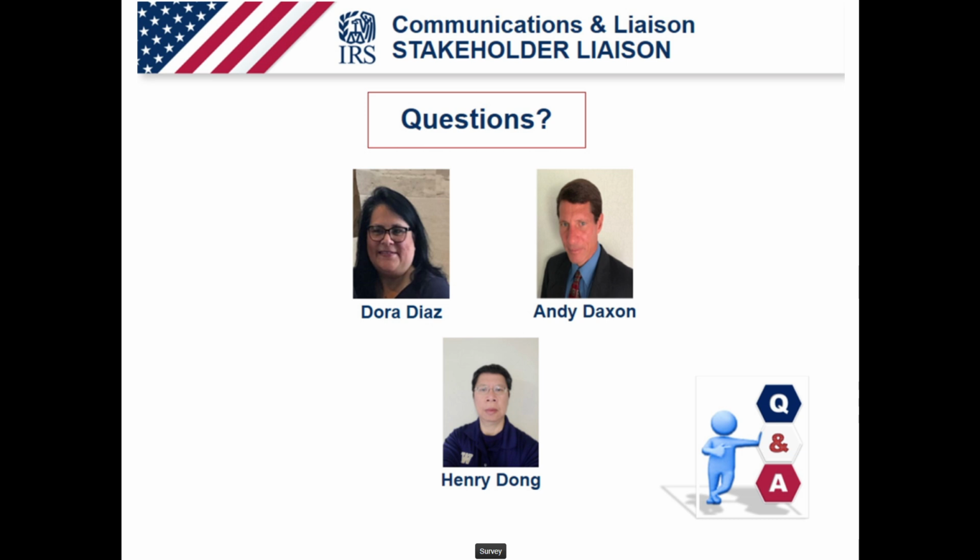And RSUs, those are a promise that is granted to employees for a specific number of shares, and those are taxed when they vest. So it's going to be on the value of the stock transferred, and it's going to have the ordinary income character. It's going to be reflected on the W-2.